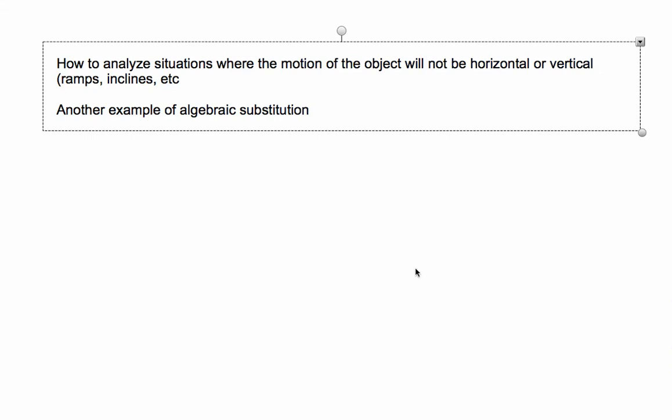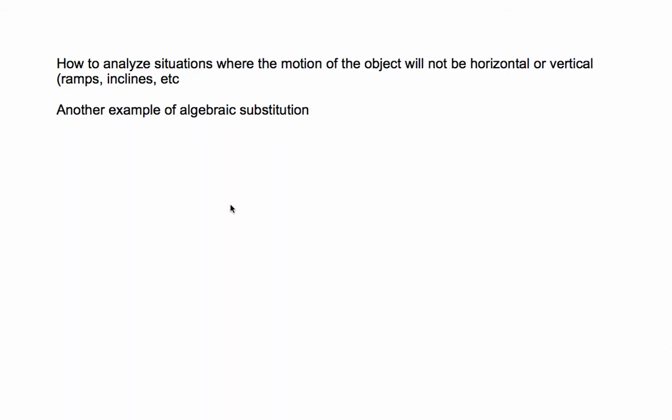Okay, in this video, we're going to take a look at how to analyze situations where the motion of the object will not be horizontal or vertical. It will be on an incline of some sort. Another thing we're going to see here is another example of algebraic substitution.